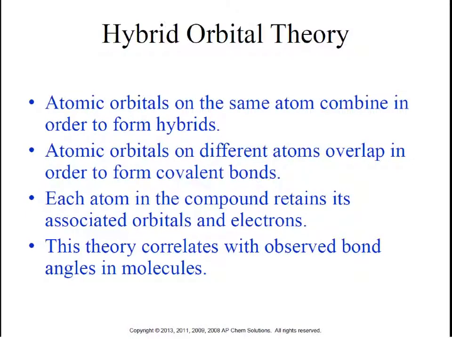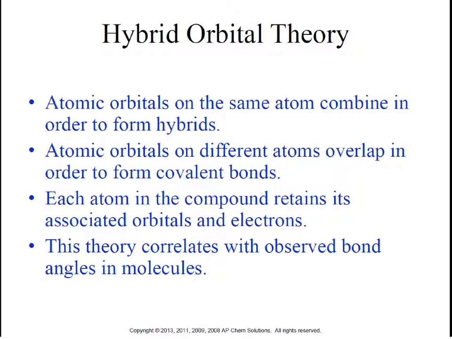Hey, just a quick refresher on the hybrid orbital theory. The hybrid orbital theory we talked about before, that's the sp, sp2, sp3 thing. Atomic orbitals in the same atom combine in order to form hybrids. Atomic orbitals of different atoms then overlap, so a carbon would form 3 sp's and then it would overlap with maybe a hydrogen's s orbital, whatever it may be. What this helps us do then is match observed bond angles with the way we draw molecules.